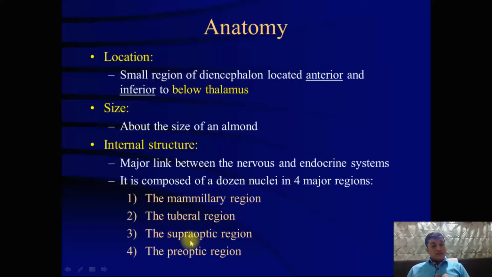Third and very important one is the supraoptic region, and this is the major area where most of the nuclei are located. Nuclei, for example, the paraventricular nucleus and the supraoptic nucleus, are very important structures, and the hormones are released from this region. What we call the neurosecretory region is present in this part. The preoptic region is also considered a part of the hypothalamus. So these are the four regions.